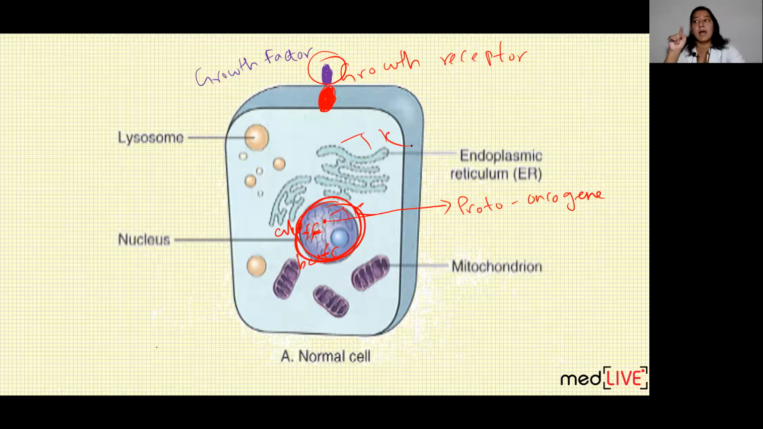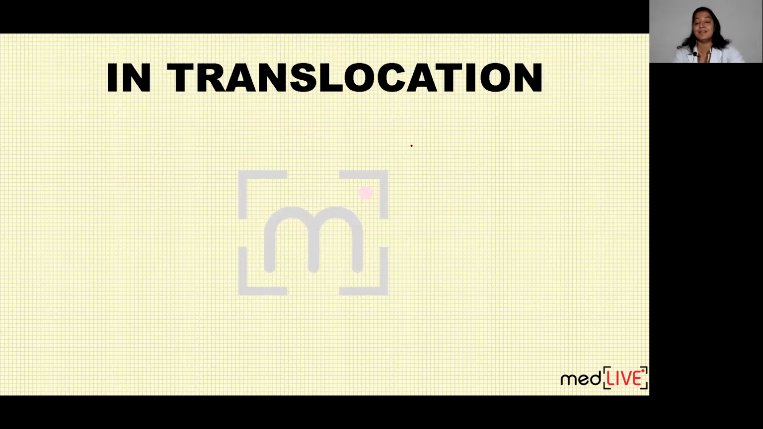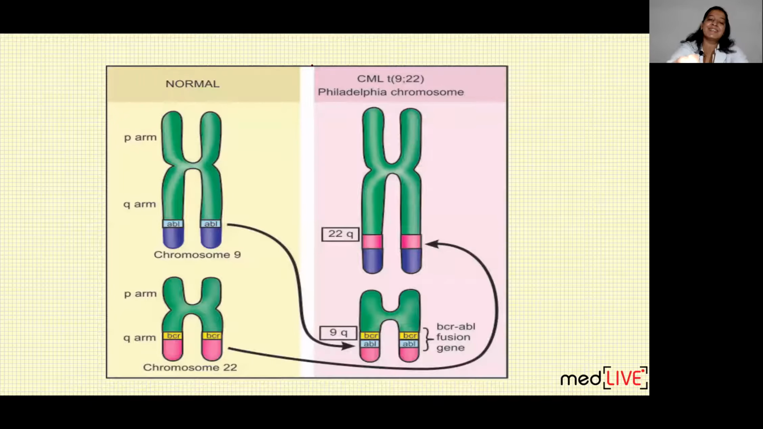So cell division is normal. That is, it is under physiological stimuli. When growth factor is coming, then only cell division is occurring. But what happens in mutation? Just see the second diagram now. Concentrate on it.